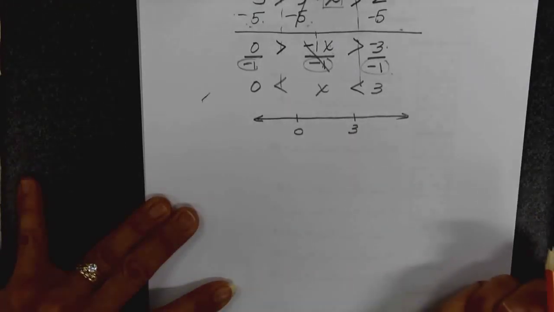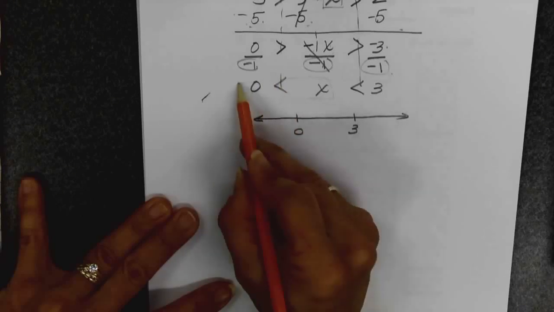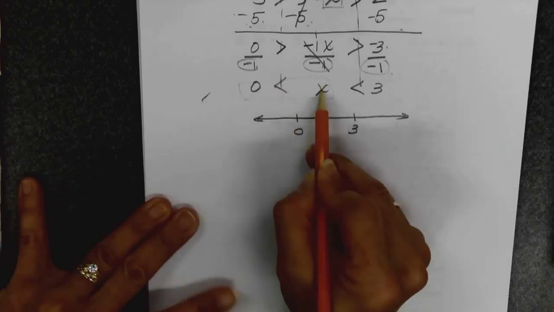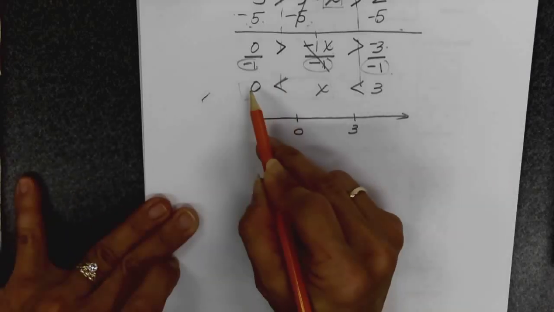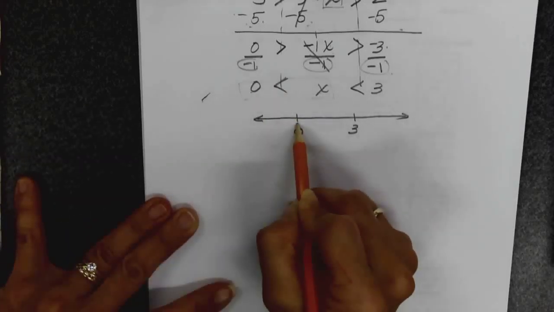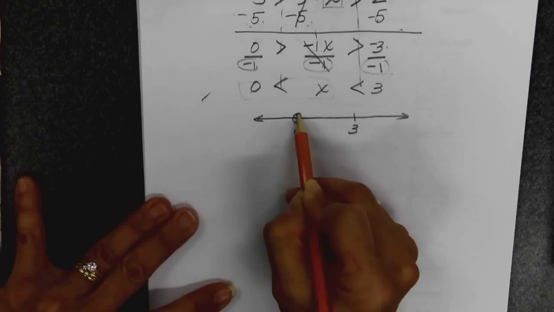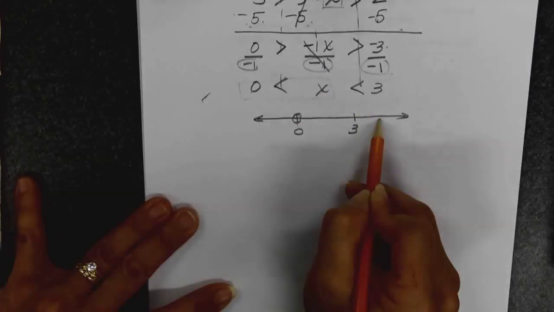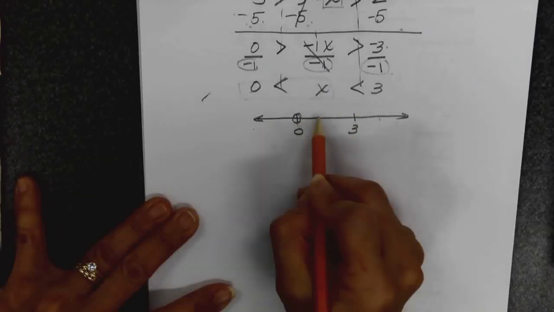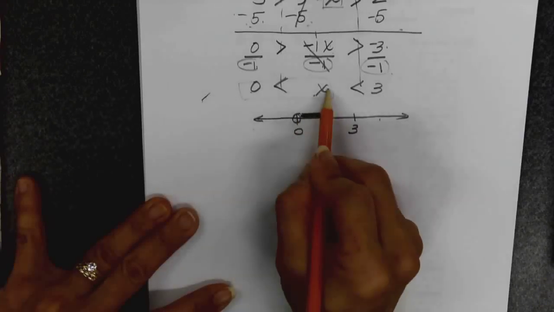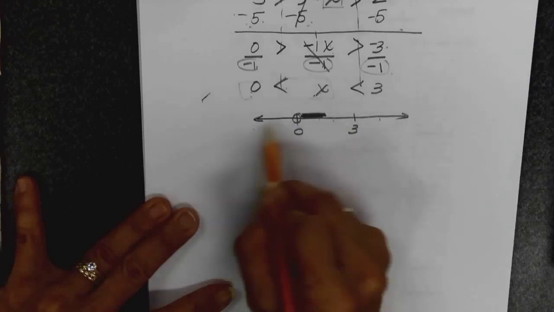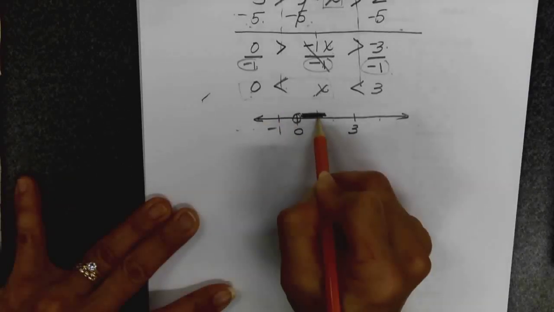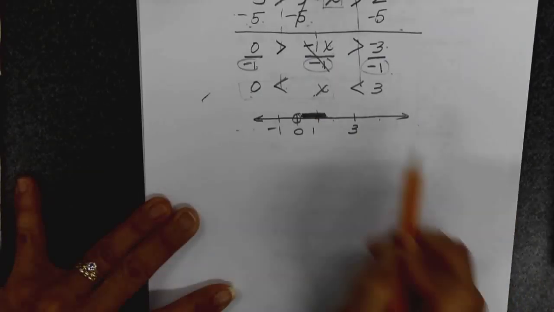Here's 0 and 3. Let's graph this one first. When you read it from the variable side, it says x is greater than 0. So open or closed at 0? Open. And which side is greater? Right or left? Right. This one, x is greater than 0. So this side is greater than 0, right? Here's negative 1 here, here's 1 here. 1 is greater than negative 1, so that's the side we shade.